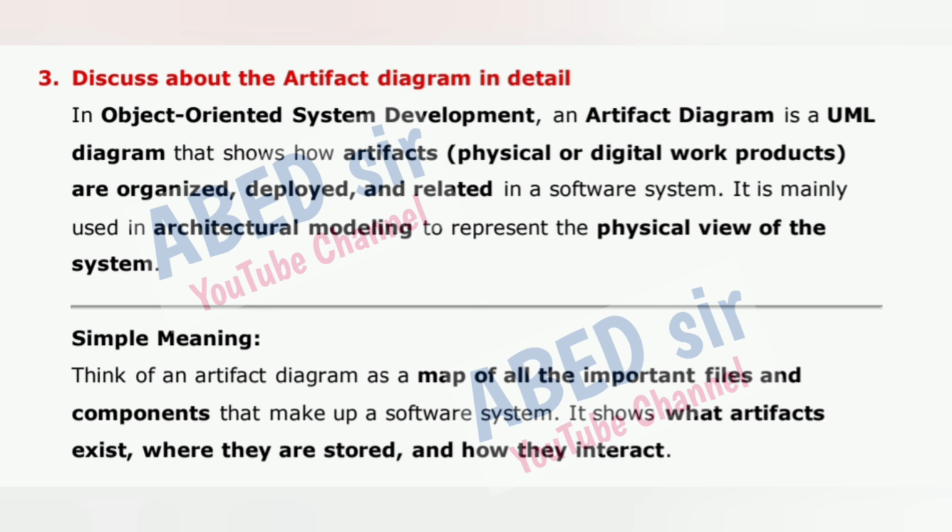Simple meaning: think of an artifact diagram as a map of all the important files and components that make up a software system. It shows what artifacts exist, where they are stored, and how they interact.